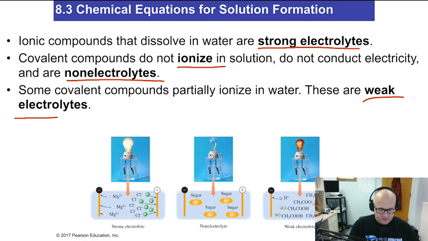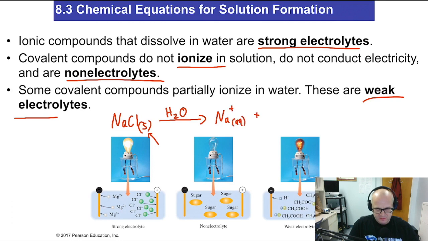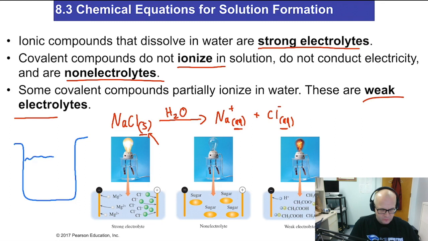Now, a strong electrolyte, such as, let me think of one, sodium chloride is a good one. I put an S there because I'm talking about solid sodium chloride being put into water. And you'll get Na plus, Cl minus, aqueous. So here we have sodium chloride added to water. So far, so good. It'll generate sodium plus cations and chloride minus anions, but no sodium chloride parent molecule. Let me illustrate that here. So here's like a beaker of water.